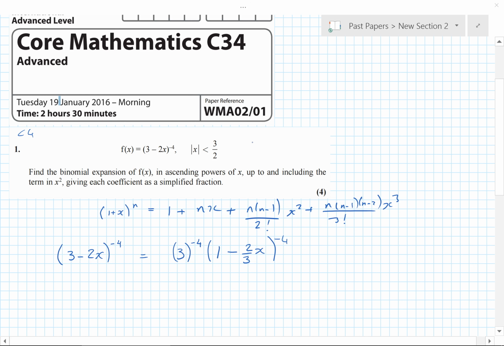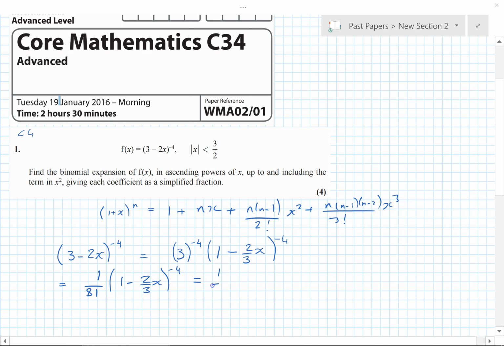Okay, so now we can just work with this. 3 to the minus 4 is equal to 1 over 3 to the 4, and 3 to the 4 is 81. That's the kind of thing that personally I'd just be doing a calculation in my head, although not many of my students do that, but there we go. It's 1 over 81 times (1 minus 2/3 x) to the minus 4. Right, so now we can do the expansion.